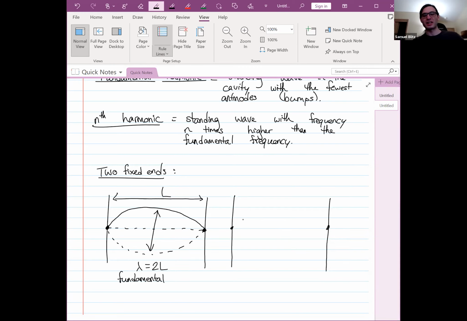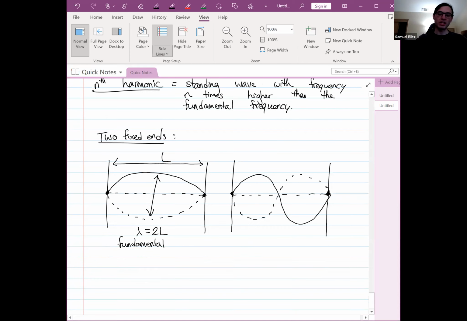But again, really, the number of nodes isn't super important. The important part is that this is the fewest number of antinodes. If this has 1 antinode, then the next one would have to have 2 antinodes. Again, it's fixed on both ends, so there's no oscillation there. So what can we draw that has 2 antinodes? Well, we could draw this. This has precisely 2 antinodes.